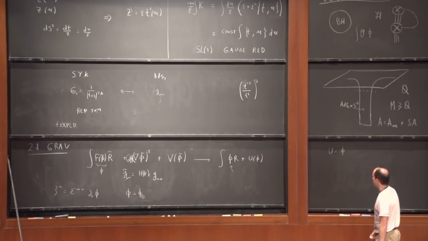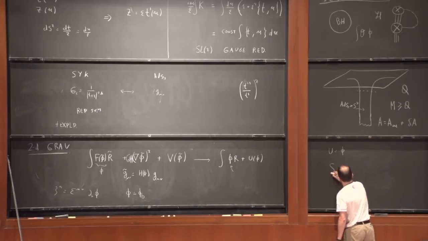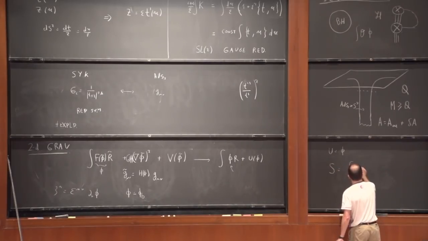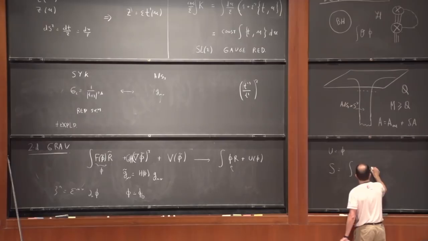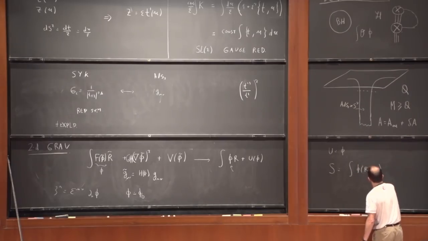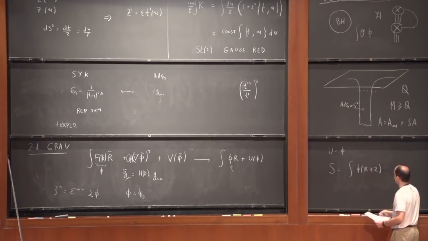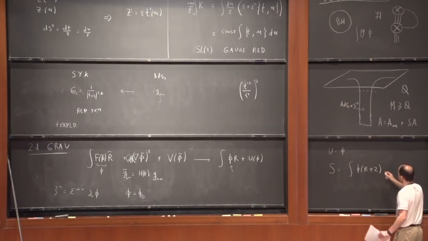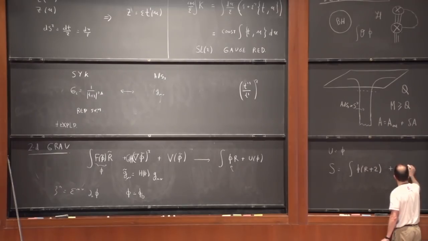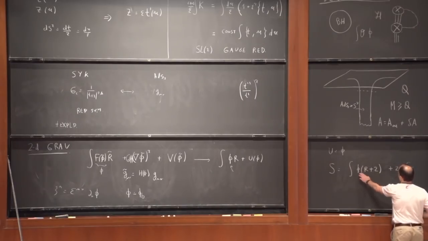Okay? So we're going to study the action integral of phi r plus 2. Here I've just adjusted the constant. Just by rescaling of the metric, we can adjust the constant in this way. And then, of course, we need to add the extrinsic curvature term. And then we have some phi b here, which is the boundary value of this phi.